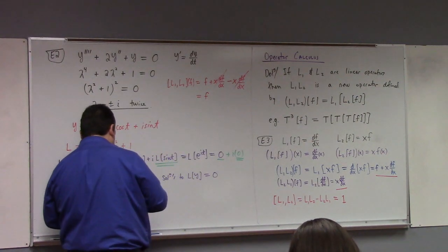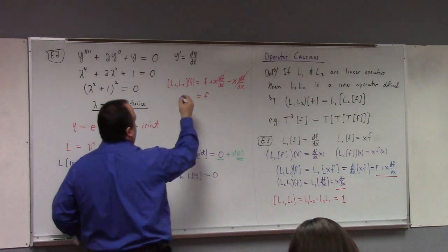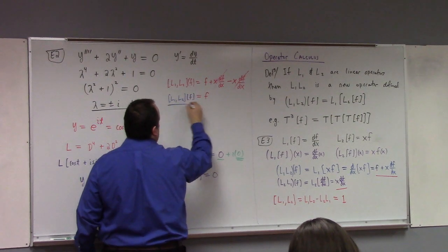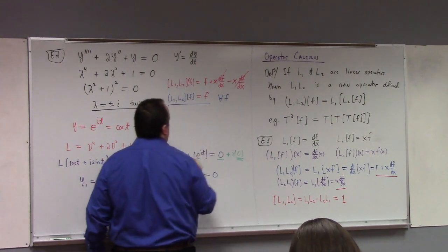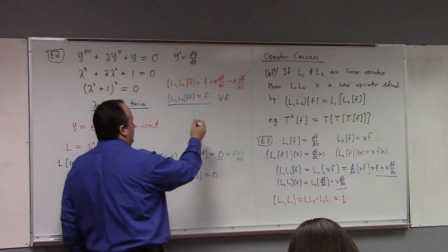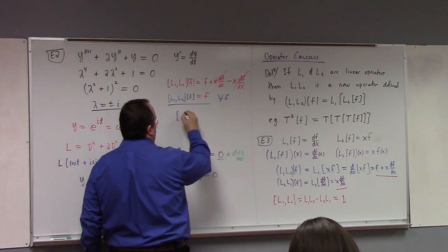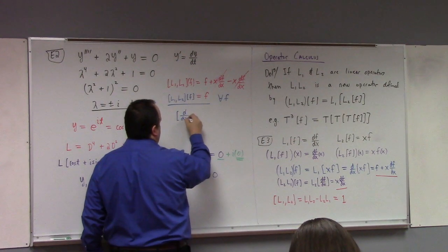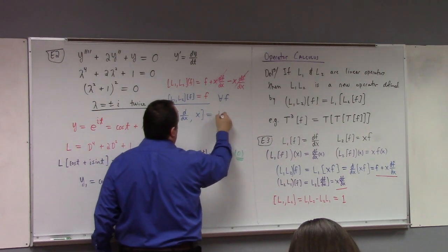But in this situation, L1 L2 acting on F gives you F, and this is true for all functions. If something's true for all functions, that means what you have is an operator identity. In this case, the operator identity is that the commutator of, well, L1 is d/dx, right? So the commutator of d/dx and the x operator is just equal to 1.